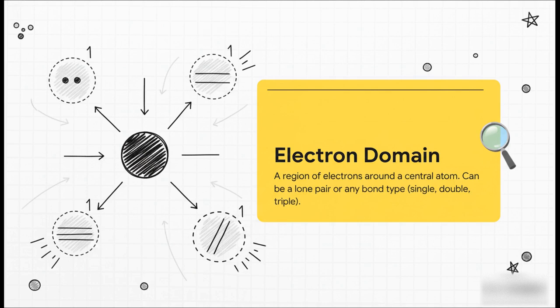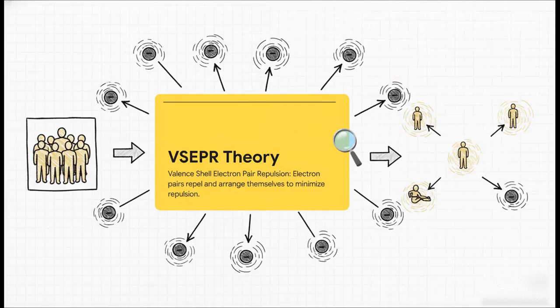And here is the most important part, so listen up. Whether it's a lone pair of electrons, a single bond, a double bond, or even a triple bond, each of those counts as just one electron domain. That's it. One region, one domain. So VSEPR stands for valence shell electron pair repulsion. Sounds super complicated, I know, but the idea behind it is something you already understand.